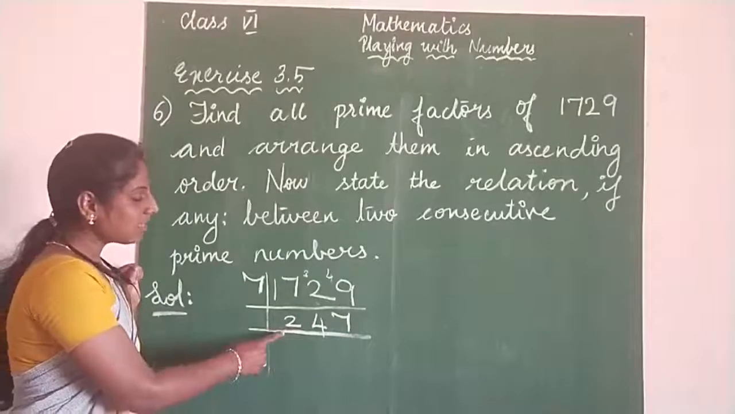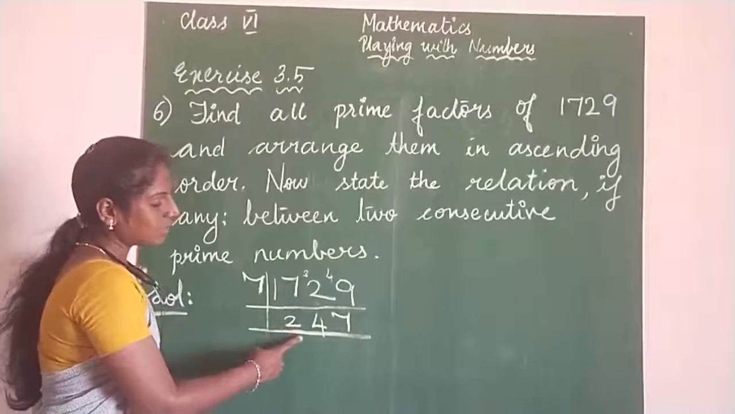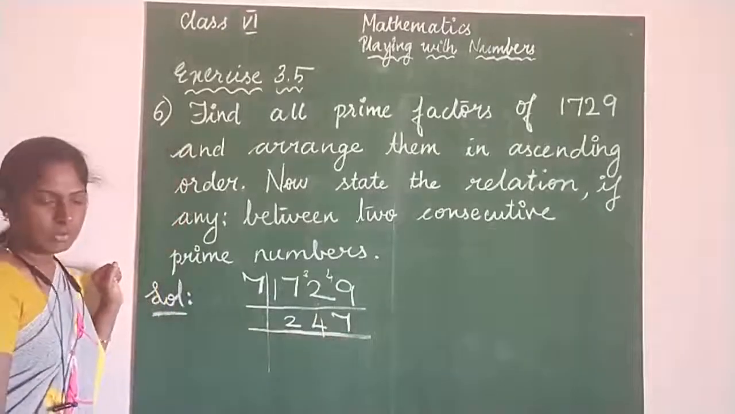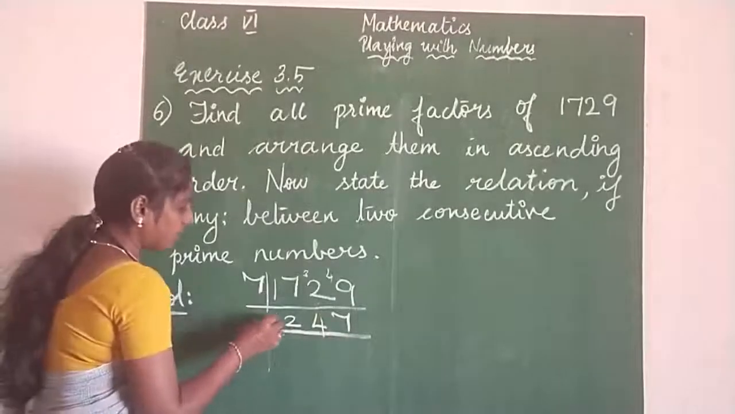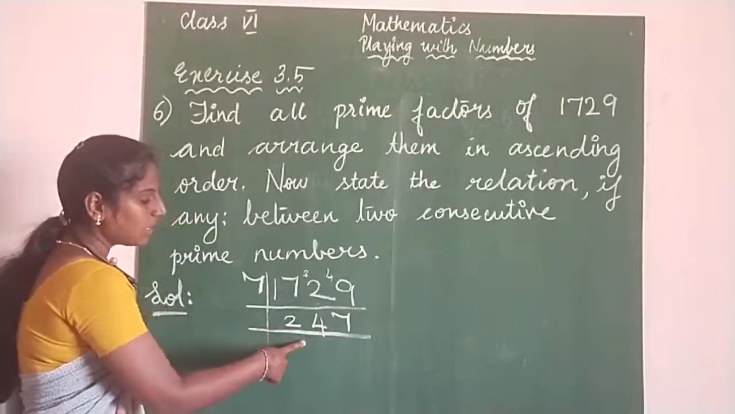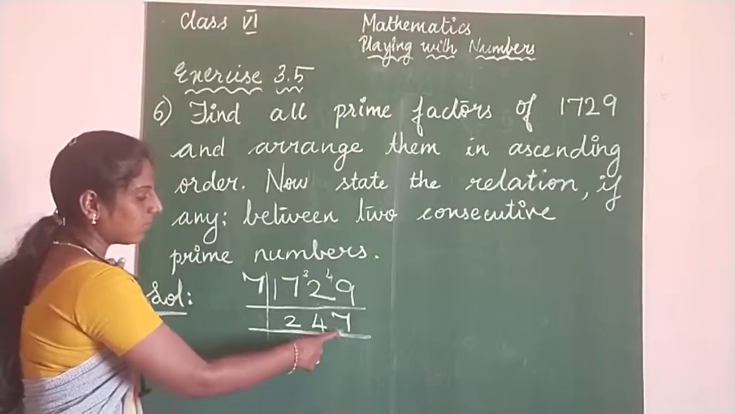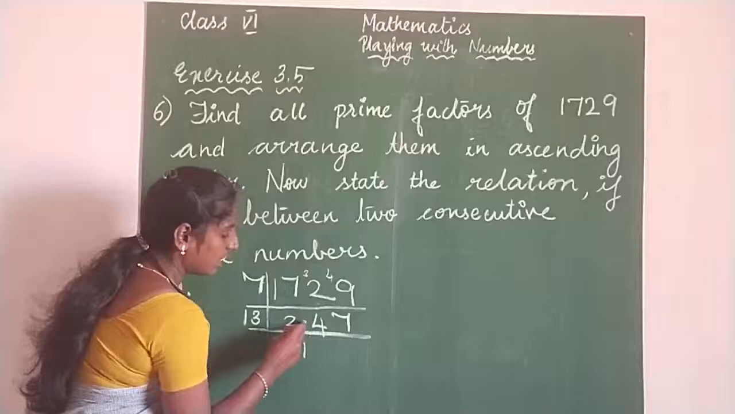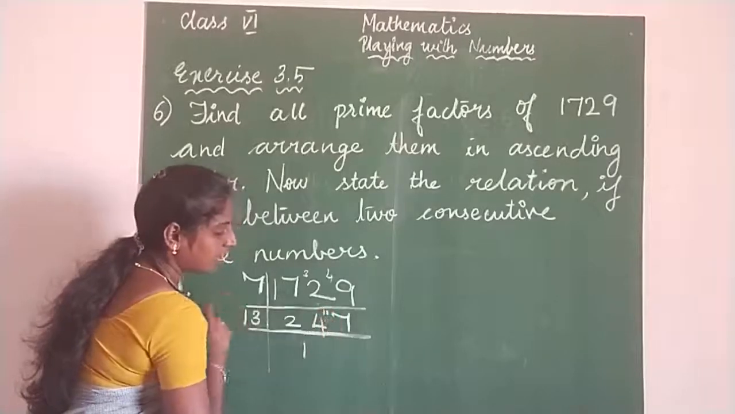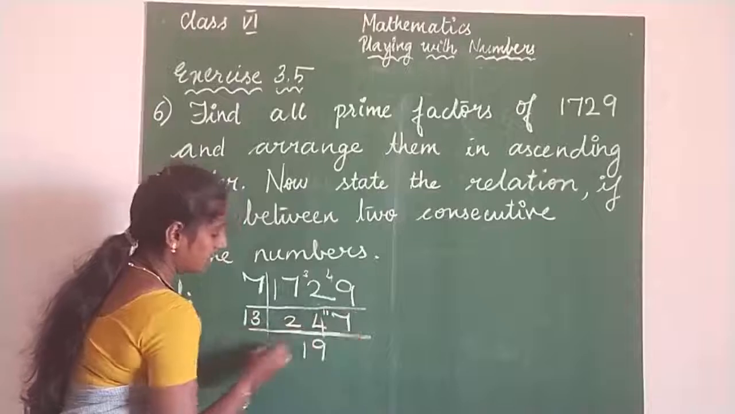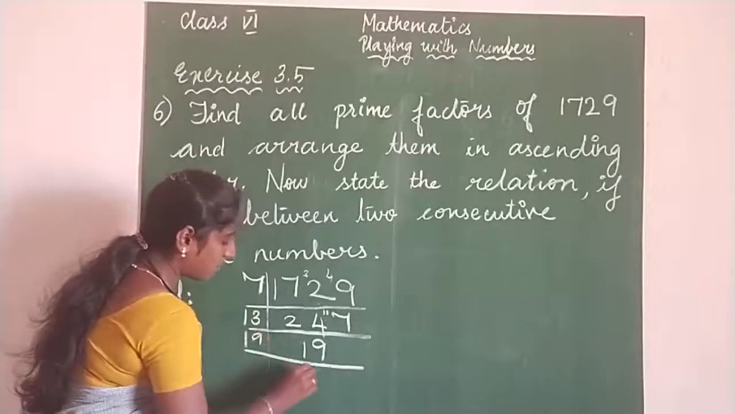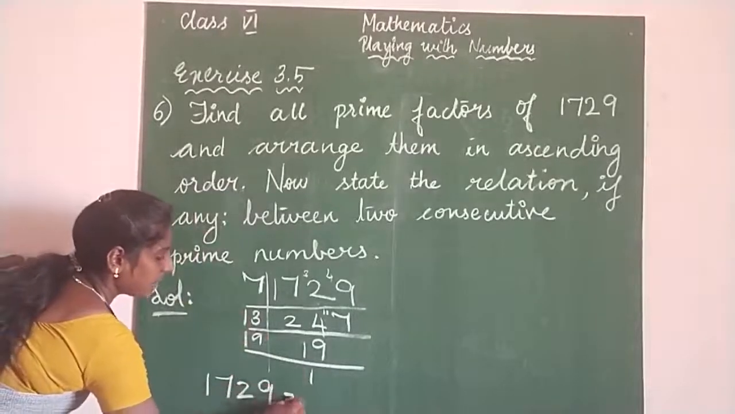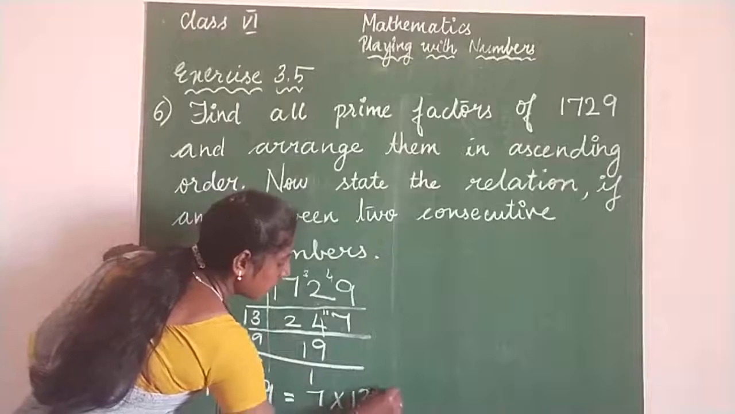Will it come in 9 table? Just check it. 9 ones are 9, 9 twos are 18, and 6 is remaining, but 67 will not come in 9 table. Okay, now let us check in 13 table. 13 ones are 13, so 11 is remaining, and 13 nines are 117. So you will have 13 ones are 13, again 11 will be remaining, so 13 19s are 247. So here 19 is again a prime number. Now you can write 1729 as 7 into 13 into 19.